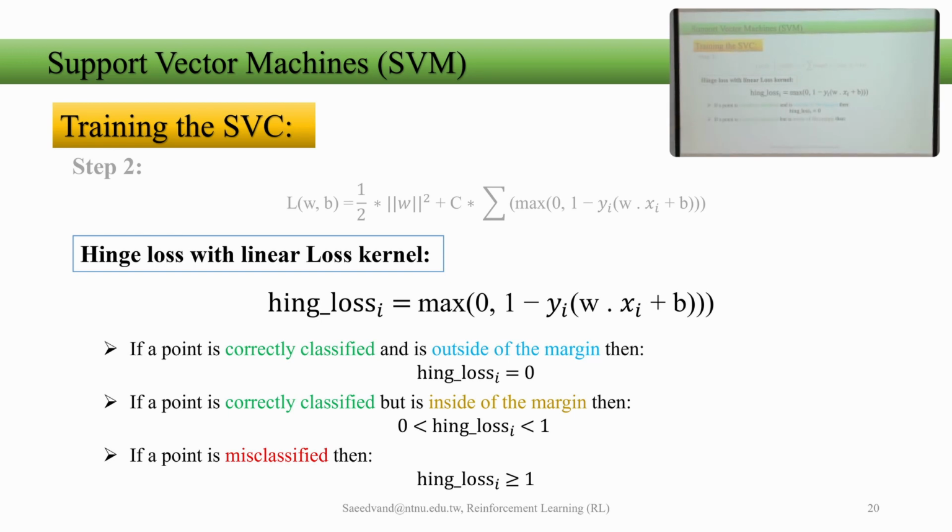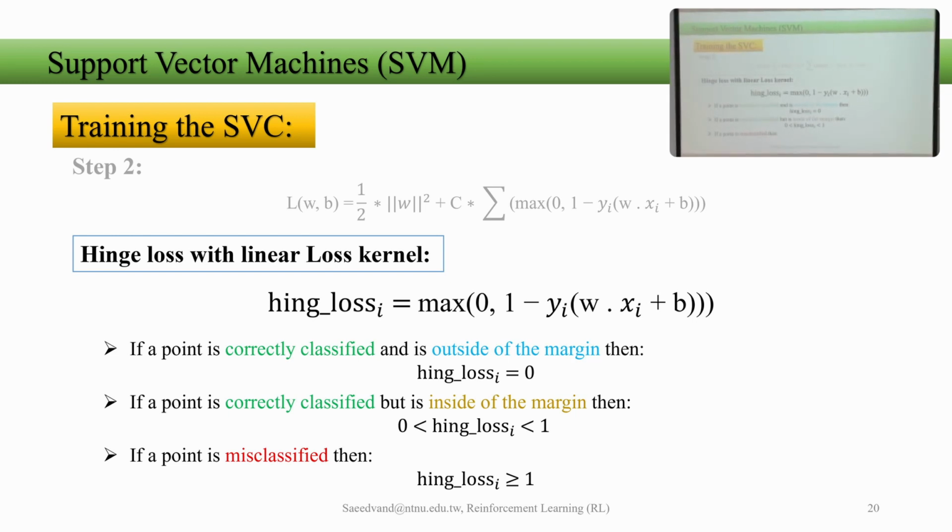In the other case, we say if a point is correctly classified again, but it is inside the margin, like this red dot here, or this one here, then what happens? The Hinge loss plugged in there can be greater than 0 but less than 1. The value will be between 0 and 1, which means that it is not negative, it is positive.